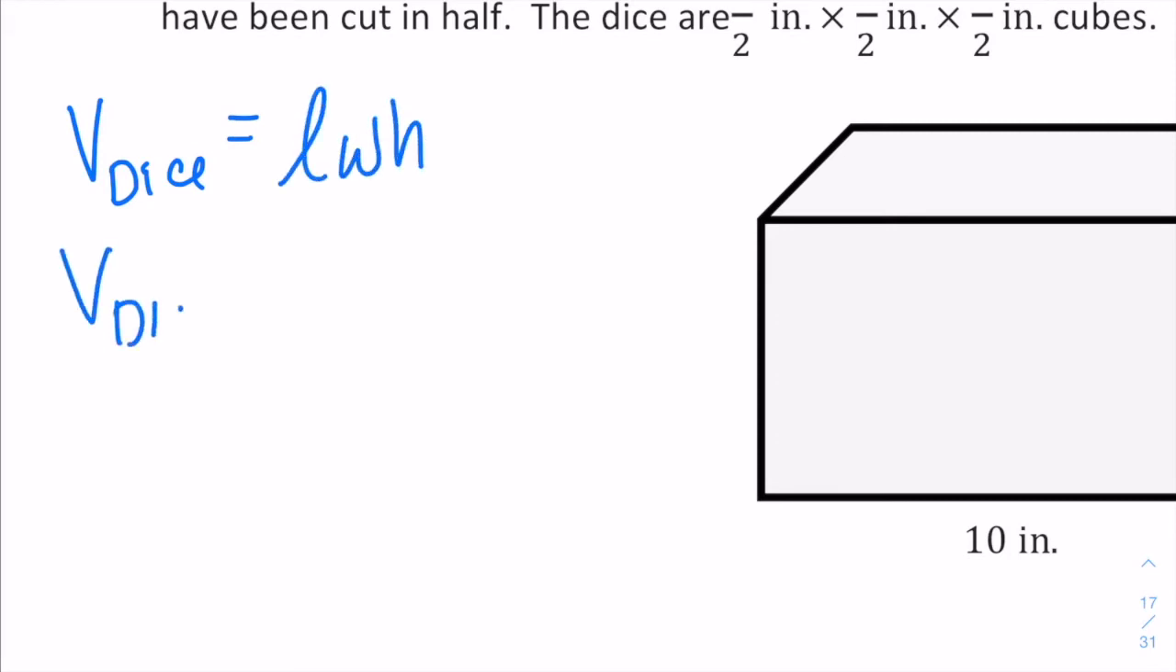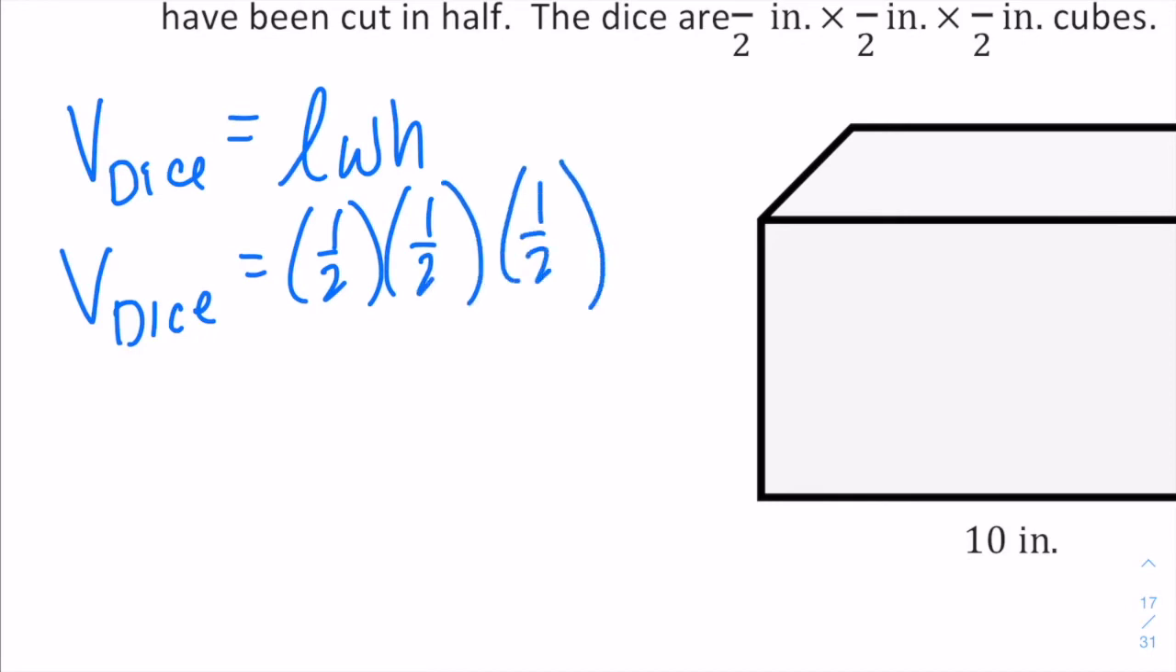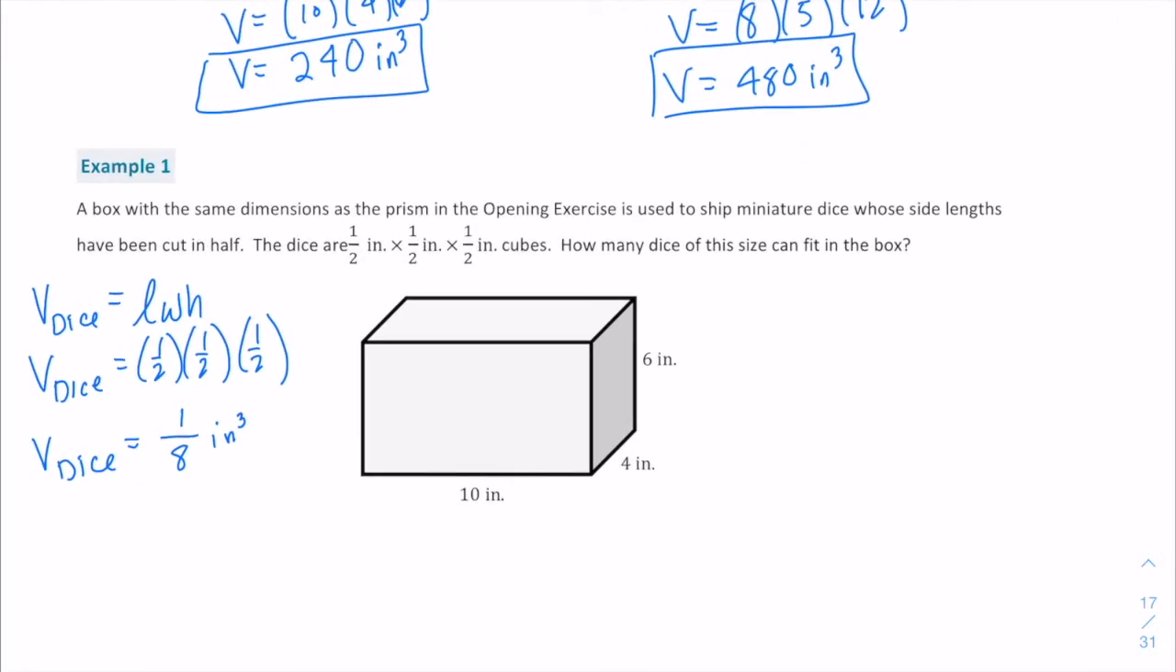So the volume of the dice is 1/2 times 1/2 times 1/2. And for some reason, I do see people mess this up. I think they start adding or something like that, but you're not going to do that. So you're going to multiply the numerators, get 1, multiply all the denominators, get 8, and that's 1/8 inches cubed. Terrific. Okay, so that's the volume of one of these little dice.